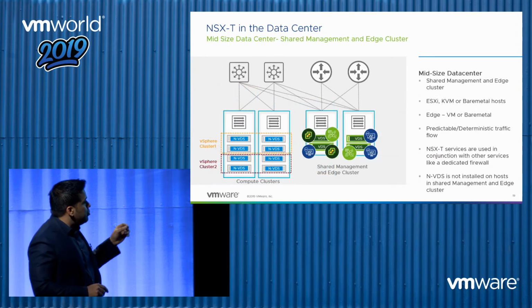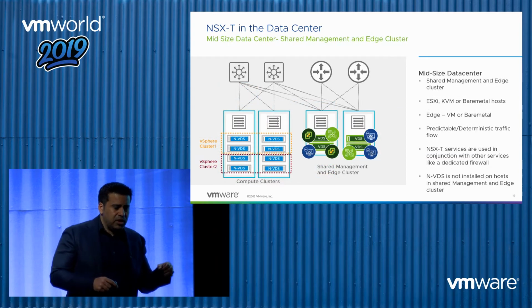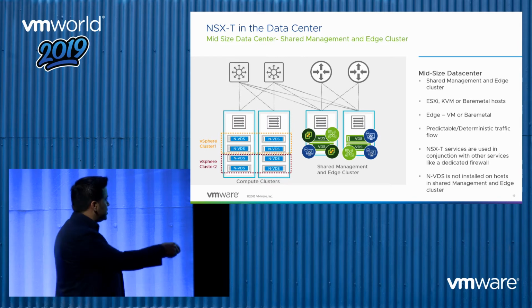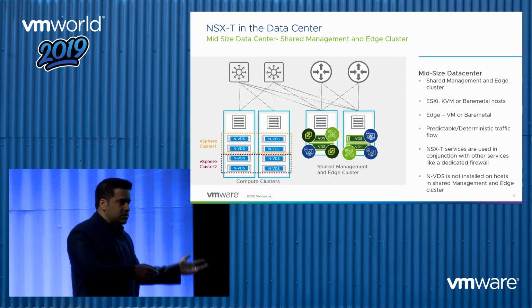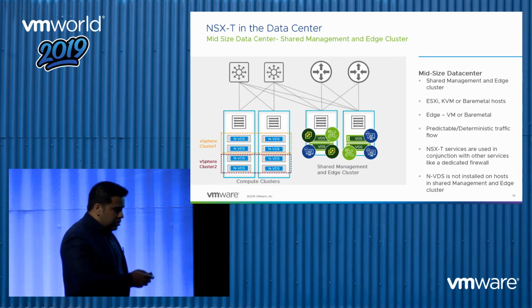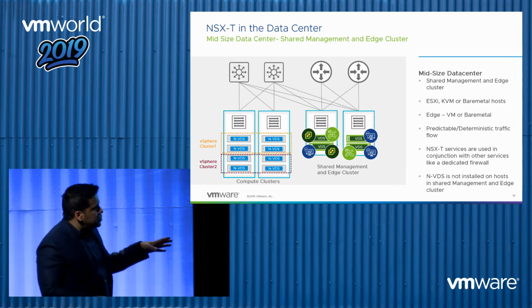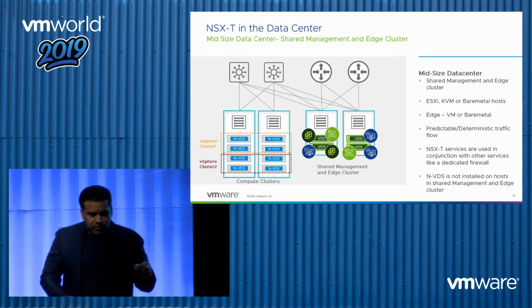Let's move on to what I call a mid-size deployment. In this case, if you notice, the compute cluster is the same. I have two vSphere clusters. It could be KVM clusters here as well. And all of the clusters have NVDS installed, okay? Whatever PNICs you have, like if you have 4 PNICs, 2 PNICs, 10 PNICs, NVDS will take them. Now, in this case, I'm using a shared management and edge cluster. So I'm hosting the edge nodes, the ones I'm showing in green, on the same cluster, okay? Now, the edges could be VM or bare metal form factor in this case.